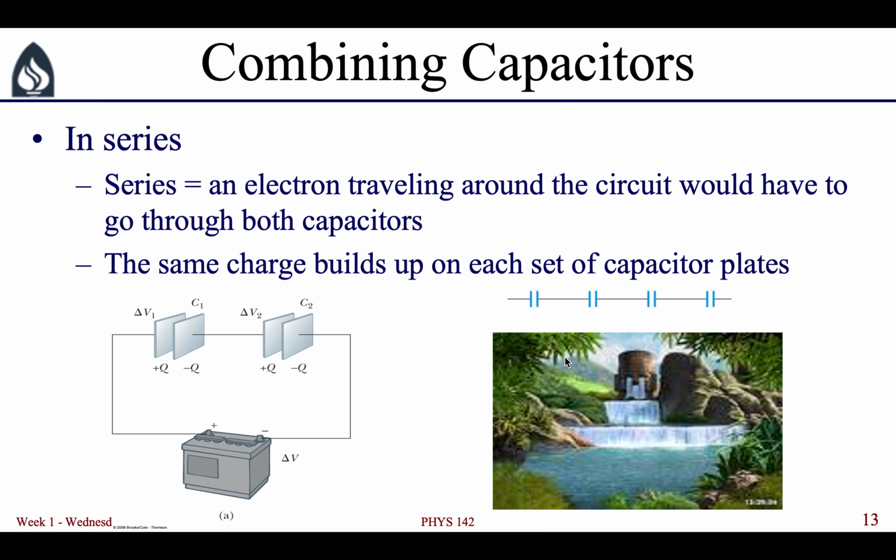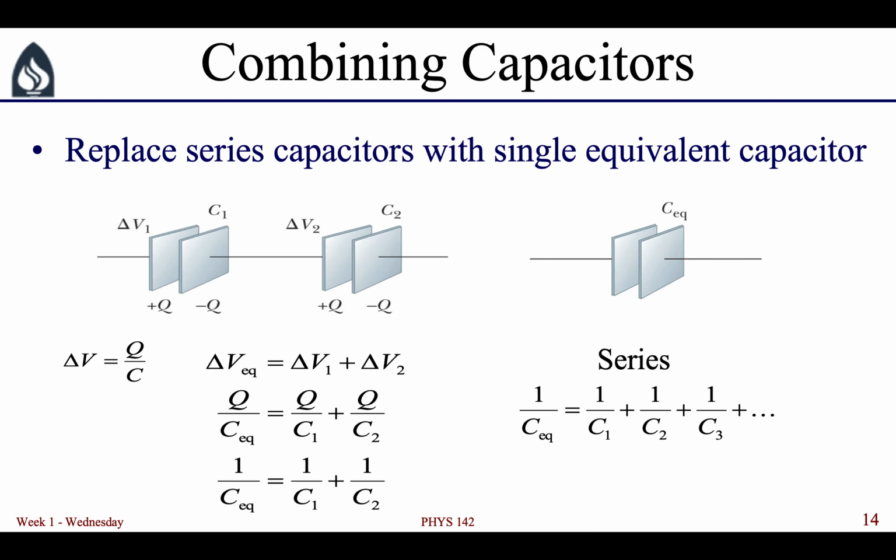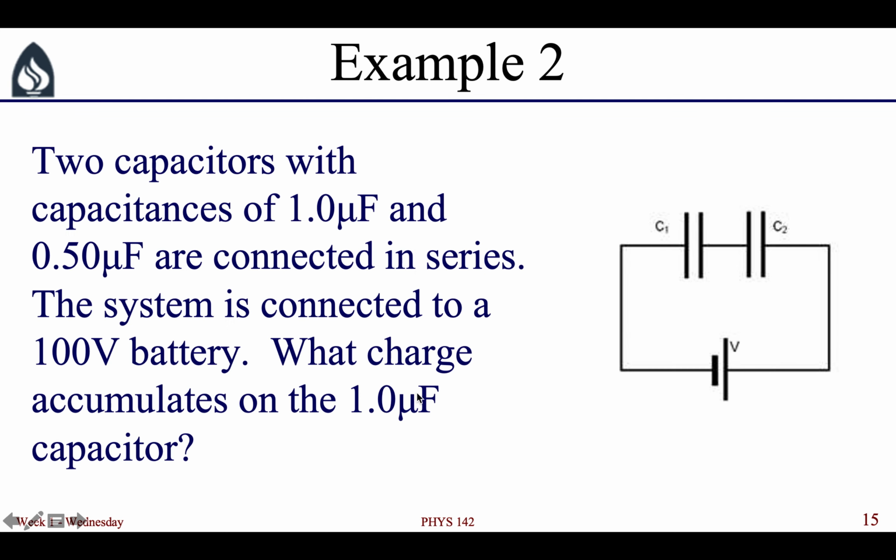Another thing we know is that if we look at this picture, here we have some waterfalls that are in series, one right after the other. And we can see that the sum of the voltage drops across the capacitors would have to be equal to the voltage that you gain from the battery. So if we want to replace some series capacitors with a single equivalent capacitor, this equivalent capacitor would have to have a voltage drop equal to the sum of the voltage drops across the two capacitors, and the sum of the voltage drops would be equal to the battery that they are attached to.